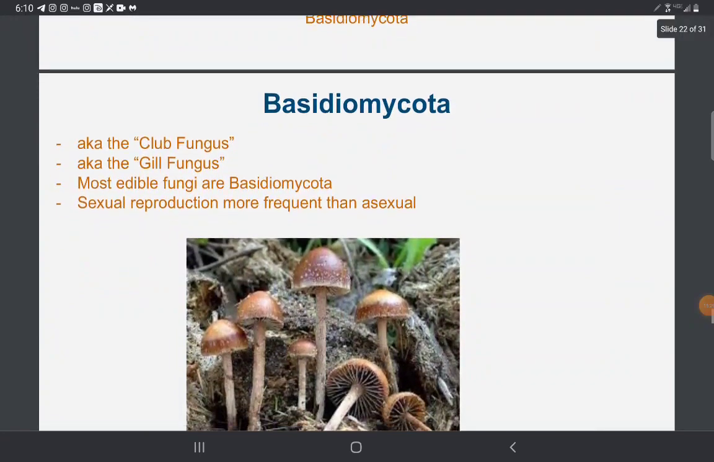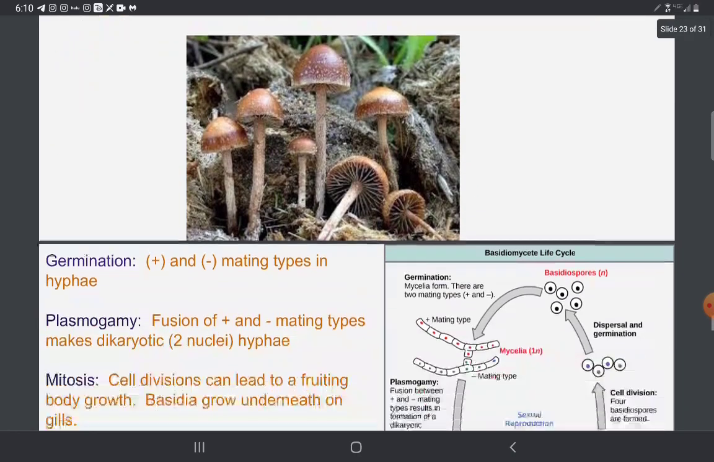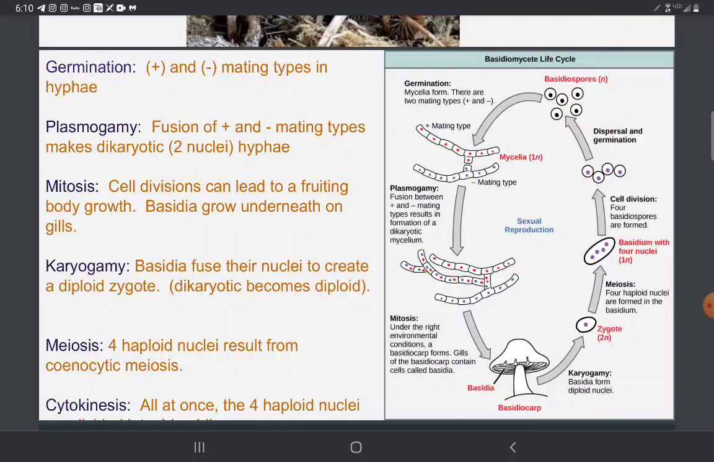So they are also called the club fungus. This is probably the one that you're used to seeing the most. They're the most edible fungus, so very, very fun to have knowledge of. And they sexually reproduce more frequently than asexually. And here's how they do it. So again, mycology is all about reproductive strategy. So let's go over this one.